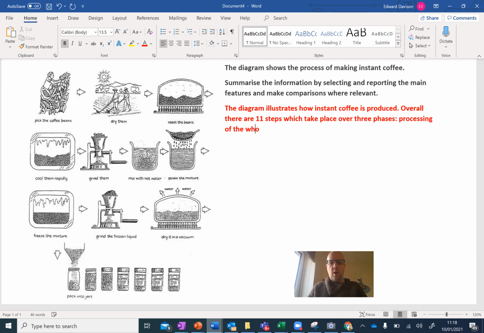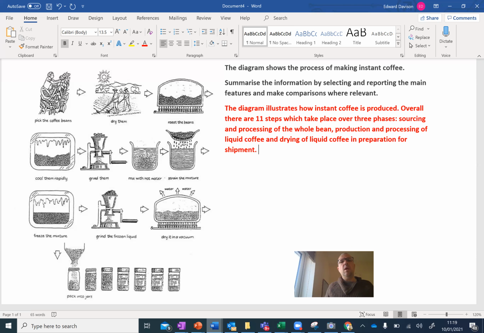Processing of the whole bean, or let's say sourcing, processing of the whole bean, production and processing of liquid coffee, and preparation of liquid, let's say, and drying of liquid coffee, shipment. Okay, so there's my introduction.